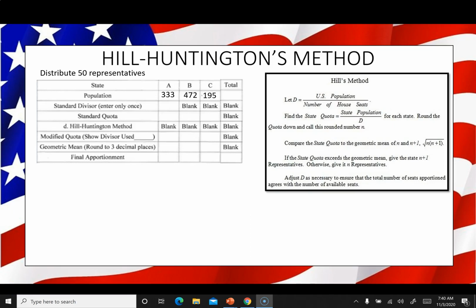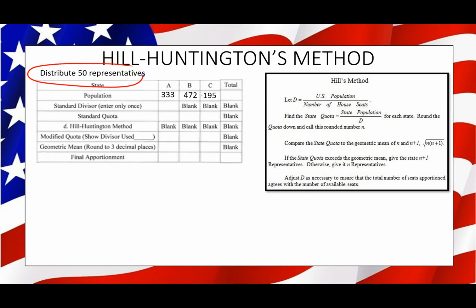All right, Hill-Huntington's method. This is our final method we're going to learn. So in this particular topic, we're going to distribute 50 representatives. And first step is going to be to add up our state populations like normal. We get 1,000. And then our standard divisor is going to be 1,000 divided by 50 as usual, and we get 20.